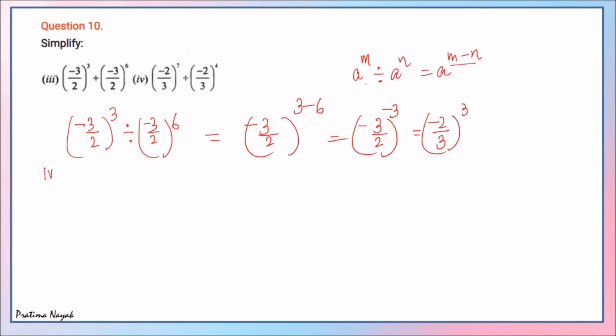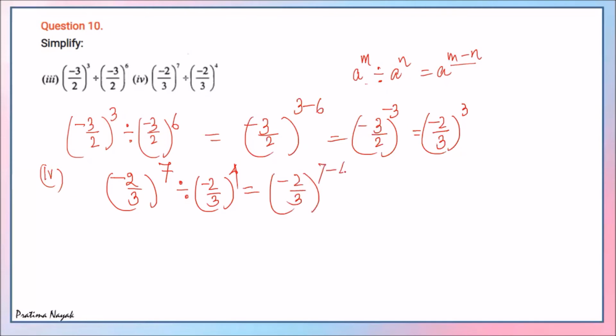Fourth part. (-2/3), it is the same question. It has a power 7, divided by (-2/3) power 4. When division is there, subtract the powers immediately. So (-2/3), 7 minus 4, very easy, to the power 3. So (-2/3) to the power 3. No need of changing because this is a positive power.